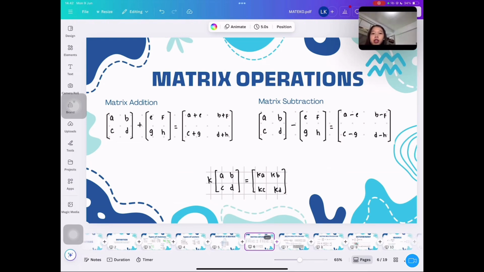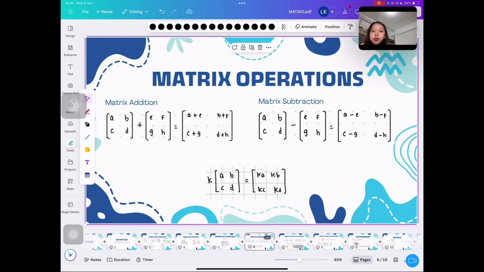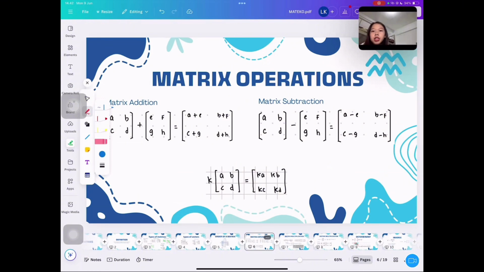For example, this is matrix ABCD plus matrix EFGH. Each element in the corresponding position is added together. So the answer is A plus E, B plus F, C plus G, and D plus H.